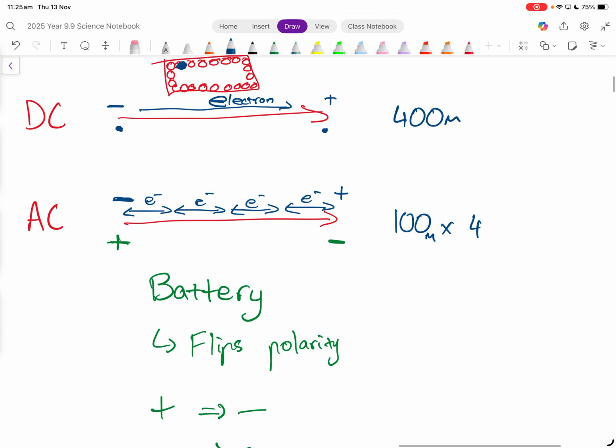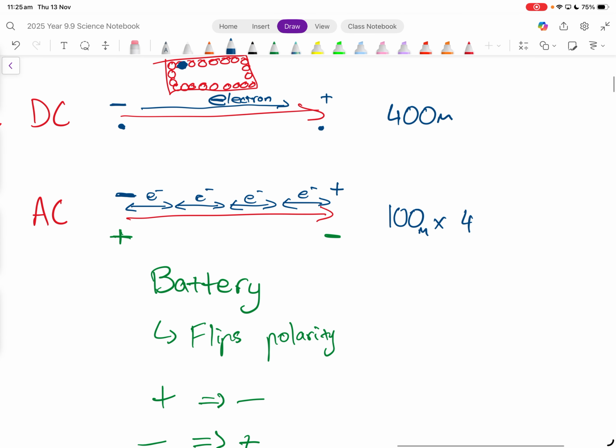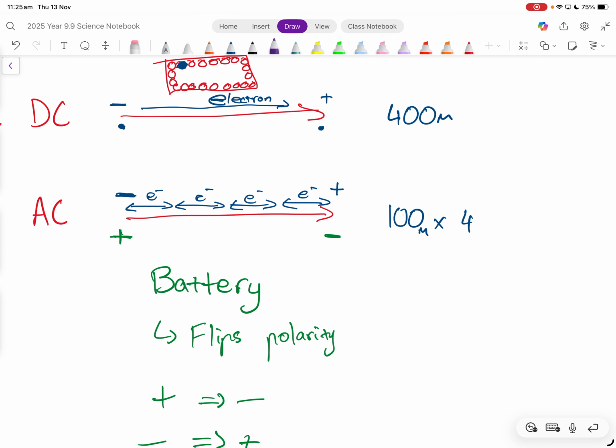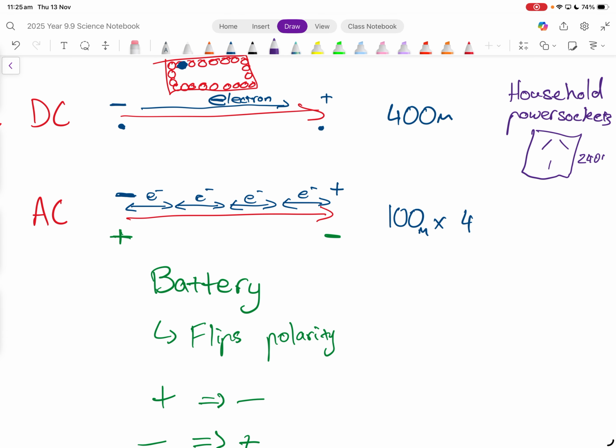So let's make the final point here with DC and AC. I'm going to switch to my different color pen again here. We'll go with purple, okay? My purple pen. DC is what you have coming out of your household power sockets. So even the ones that we can see around the room right now, in Australia, they look like this. Coming out of these sockets, that is going to be 240 volts.